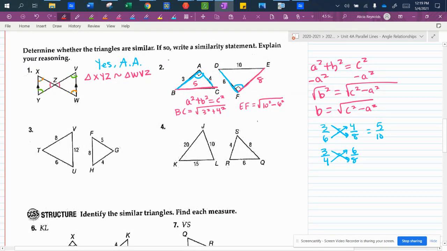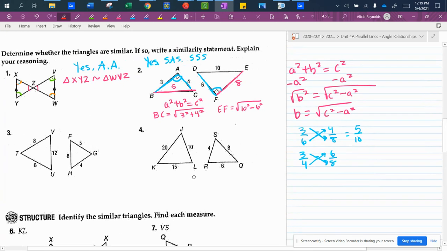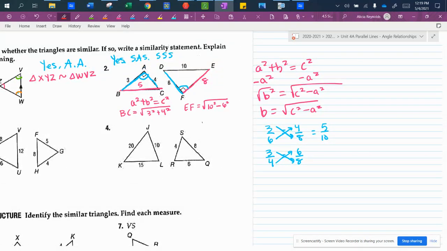So number 2, yes. And we can say either by side, angle, side, or by side, side, side. And what would the similarity statement for this one be? Write it on your whiteboard.